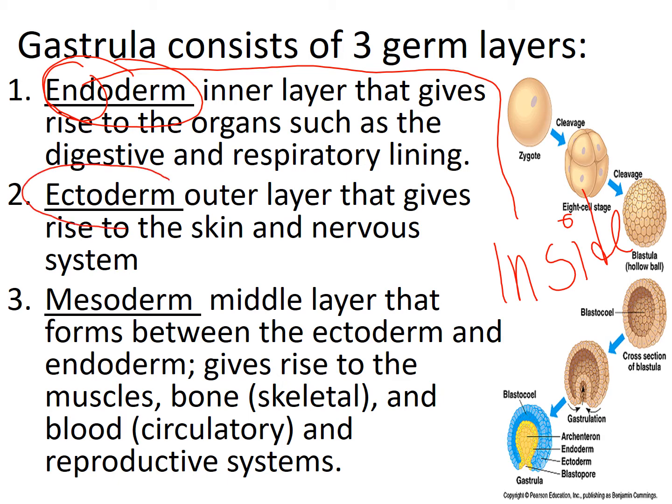The next layer is ectoderm. Well, if endoderm means inside, ecto means outside. Okay, so we have skin on our outside, right? Our nerves are hitting our outside.